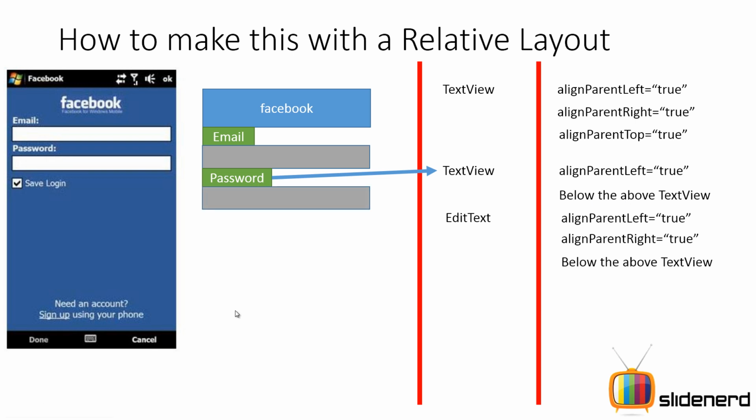same settings. And last but not the least, we have our checkbox over here, the yellow box which says save login. It's again align parent left is true for this, but it's below this edit text, right? And ultimately you have this text which says need an account, sign up using and so on.